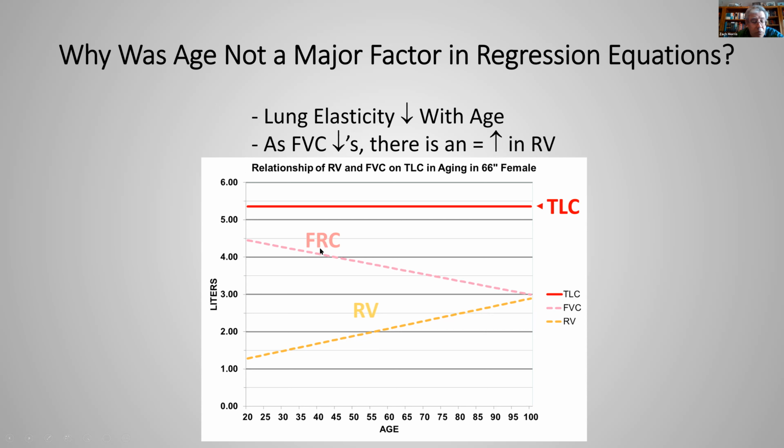So we know from predicted values that we told you about last week, the FRC decreases with age. And at the same time, because of that loss of elasticity, the RV is increasing. And these effects tend to cancel each other out. So all things being equal, with the patient not developing vertebral collapse or osteoporosis or whatever, that TLC stays relatively constant throughout their lifetime.